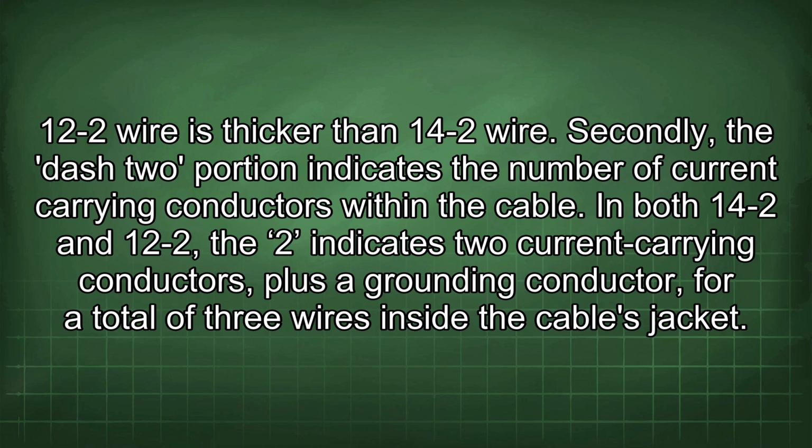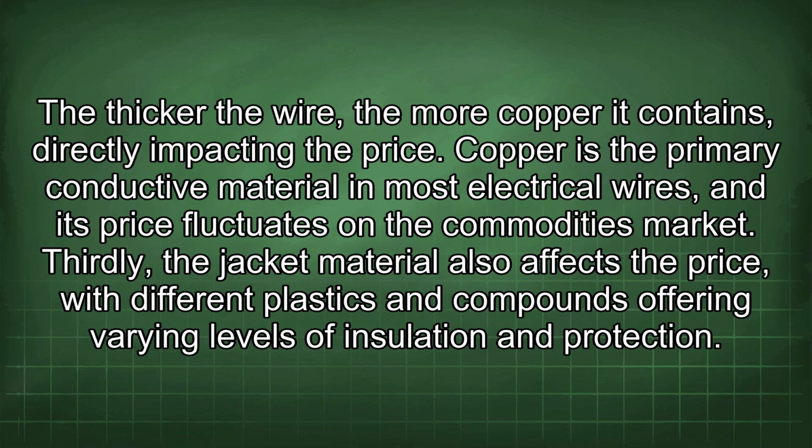Secondly, the -2 portion indicates the number of current carrying conductors within the cable. In both 14-2 and 12-2, the 2 indicates 2 current carrying conductors, plus a grounding conductor, for a total of 3 wires inside the cable's jacket. The thicker the wire, the more copper it contains, directly impacting the price. Copper is the primary conductive material in most electrical wires, and its price fluctuates on the commodities market.